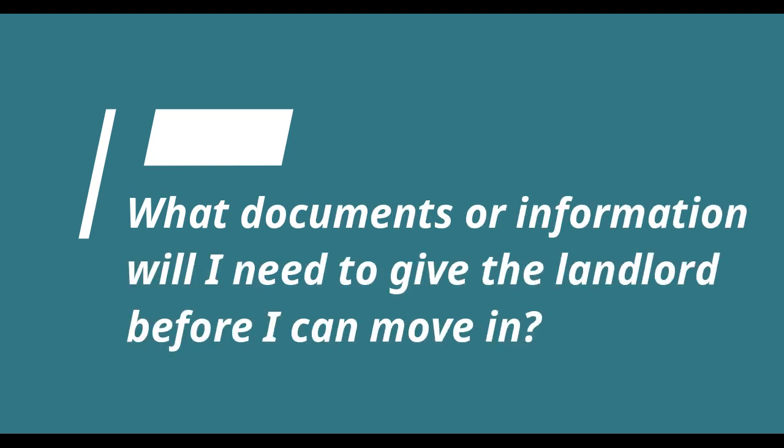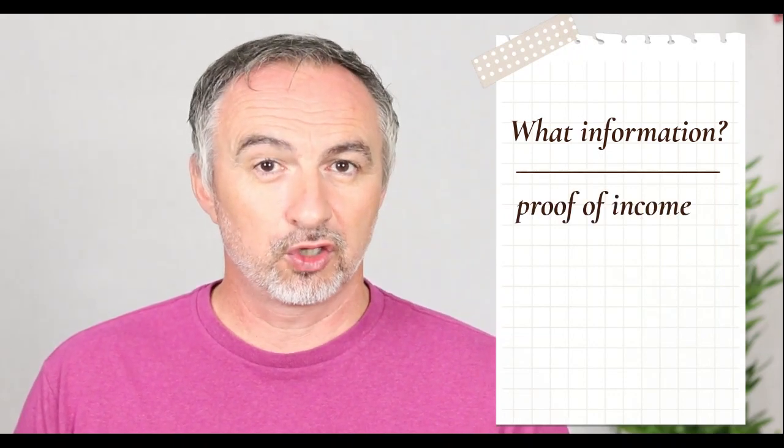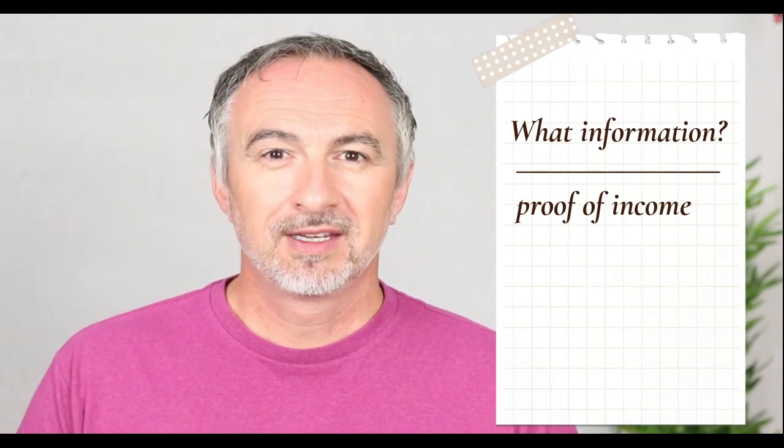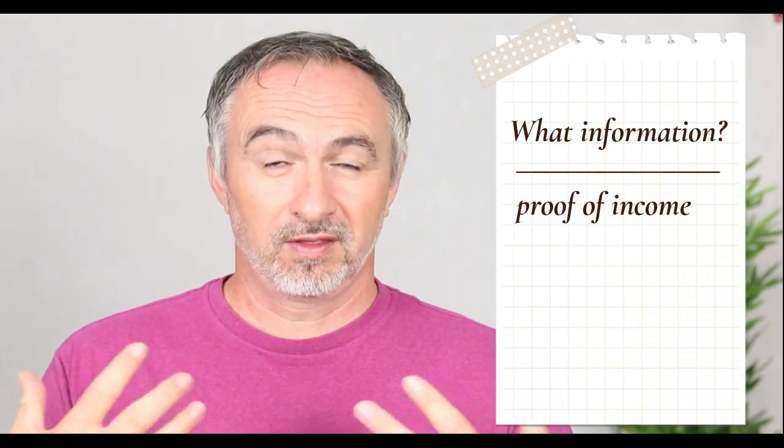What documents or information will I need to give the landlord before I can move in? Again, this really depends on who you're renting from. If you're renting from a private landlord, they might not ask for anything. They might just say, okay, move in, just pay me the rent as you go. Normally, if you're working with a property management company or a landlord that has a lot of properties, it will be a little different. They will probably want a number of things. For example, they will want proof of income, just to show that you have a job. They normally expect you to have an earning, the money that you make from you and your family, to be around 2 to 3 times the price of the rent.